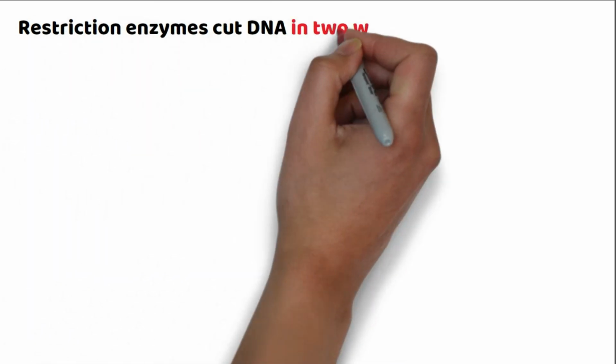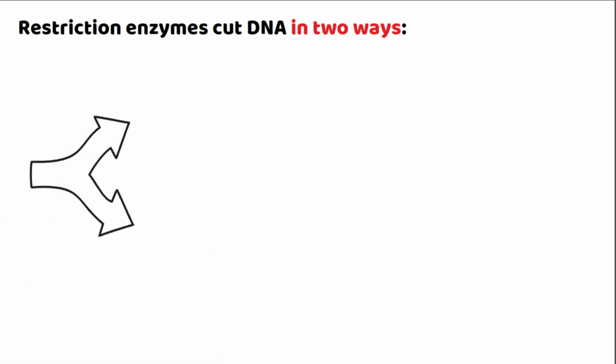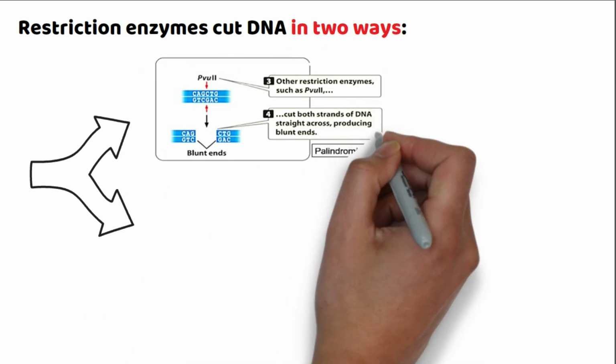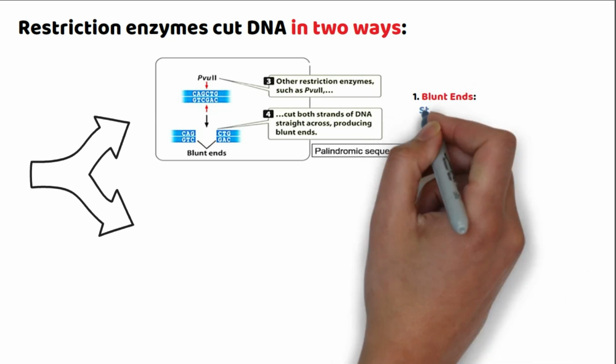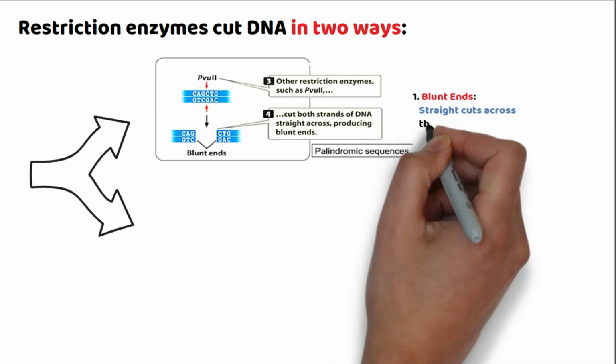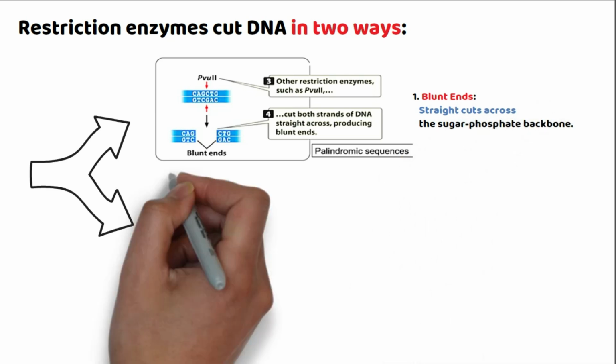Restriction enzymes cut DNA in 2 ways. The first way is by forming ends called blunt ends. Here the restriction enzyme BVU2 cuts both strands of DNA straight across, producing blunt ends. Here the blunt ends are a straight cut across the sugar-phosphate backbone of DNA. This is the first type.